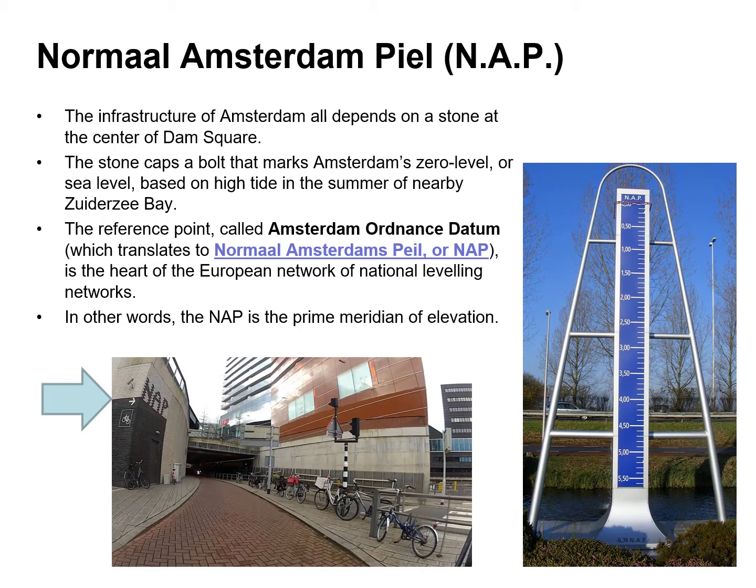The bottom image on the left here shows the NAP level in Almere town centre, and you can see the black brick marks the level of the NAP, and you can see that the ground here is substantially below sea level. The image on the right shows another marker at the side of a canal which shows the NAP levels.